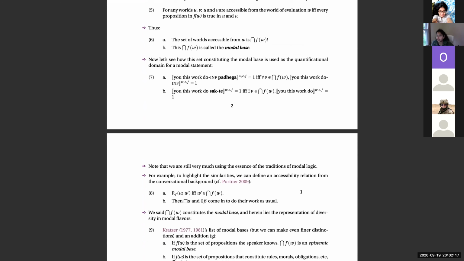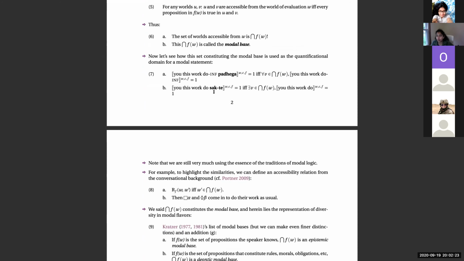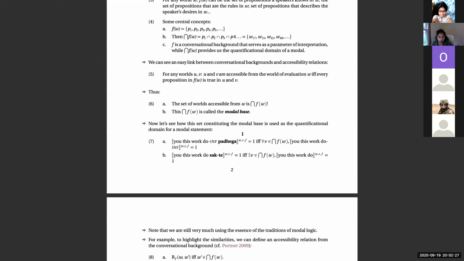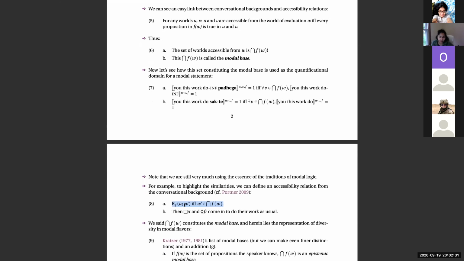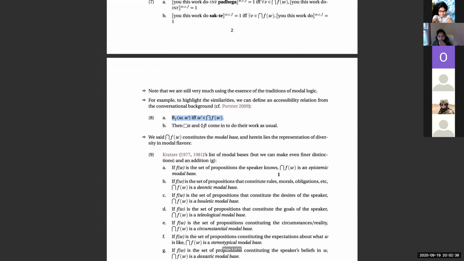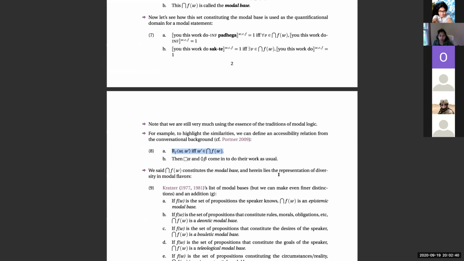I wanted to highlight the similarities more. Maybe I won't spend so much time on it, but basically you can write what you just found out with the modal base, etc. You can write it like this, as a relation. And then you have your modal operators come in and do their work. Okay, so now this is the idea. So let's move forward with it. So we said this constitutes the modal base, and now comes in the representation of diversity in modal flavors.